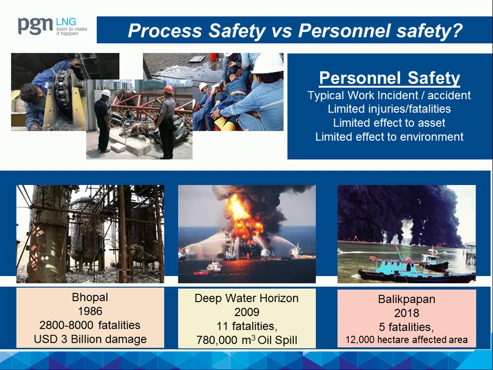The second process safety incident that happened recently, less than 10 years ago, was Deepwater Horizon in 2009. What happened was there was an oil leak from one of the pipes. The leak caused an explosion and very major oil spills. It's one of the worst incidents in the oil industry. There were 11 fatalities, and it caused 780,000 cubic meters of oil spills around the area.